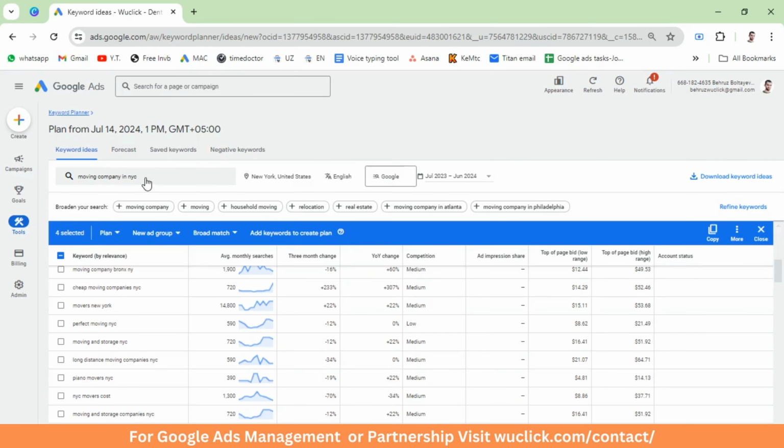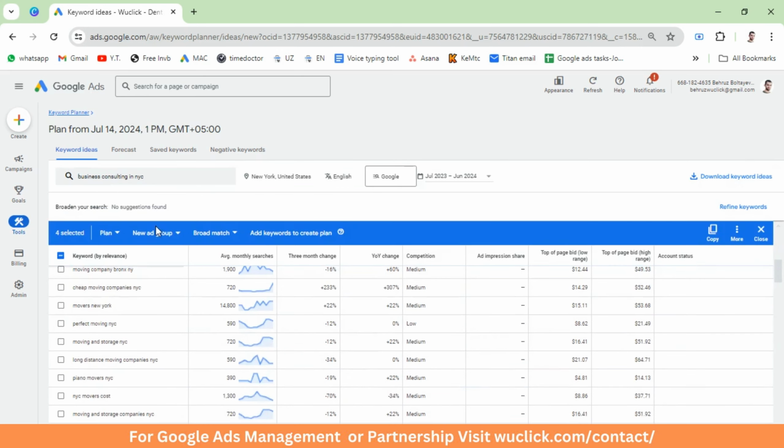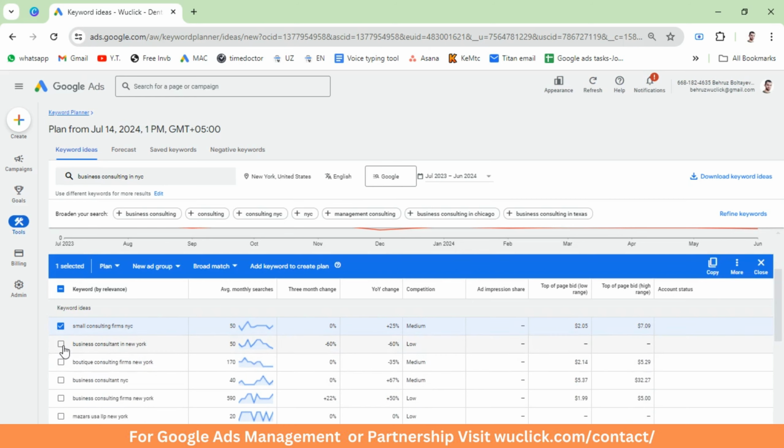And let's move on to another example, which is business consulting in NYC, and let's get an idea. Small business consulting firms, business consultant in New York, boutique consulting firms New York, business consultant NYC. I think these four keywords would work. As you can see, one of those doesn't have any ideas, so we're going to choose one more keyword, business consulting firms New York.